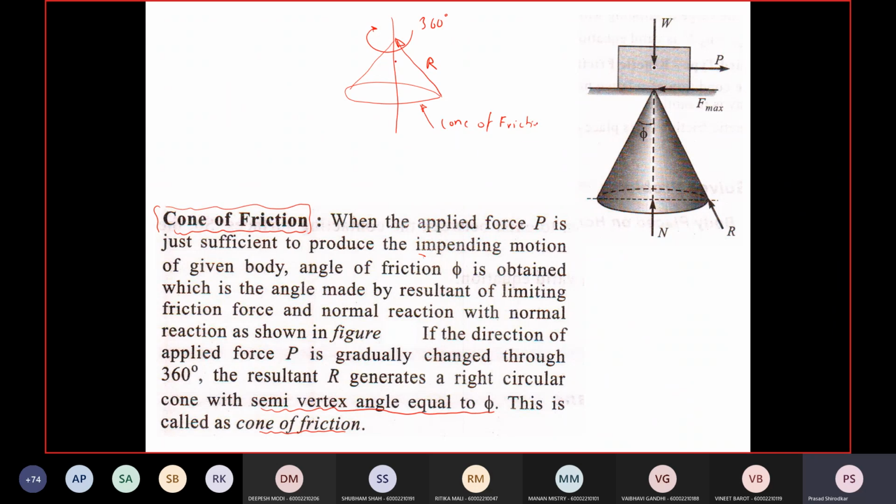And the semi-vertex angle of this cone is phi. This is phi. This is phi. The total angle at the vertex is 2 phi. Semi-vertex angle is equal to phi. Right. So this was just a brief recap of all the three terms.